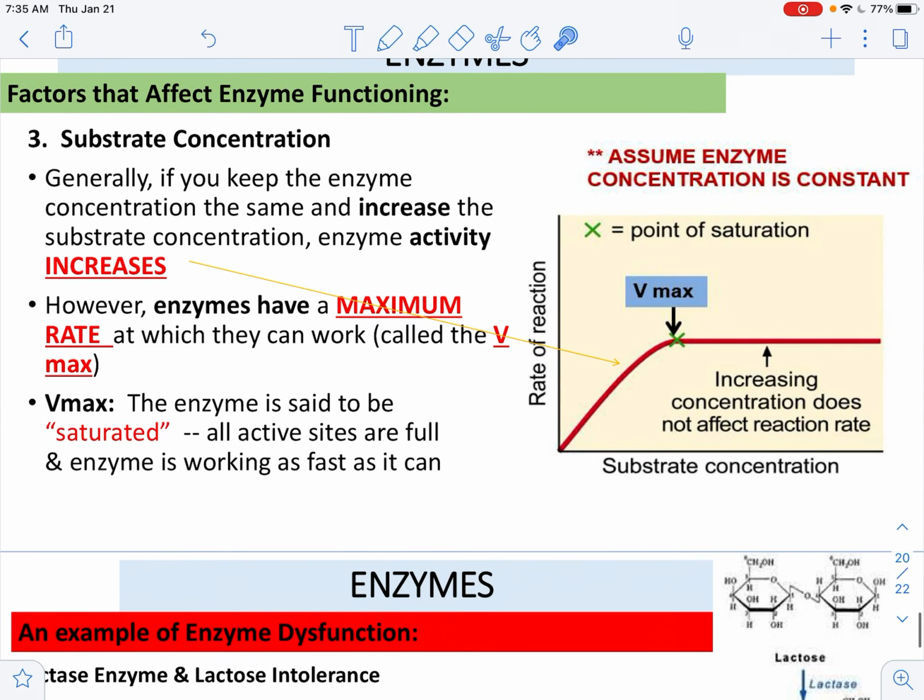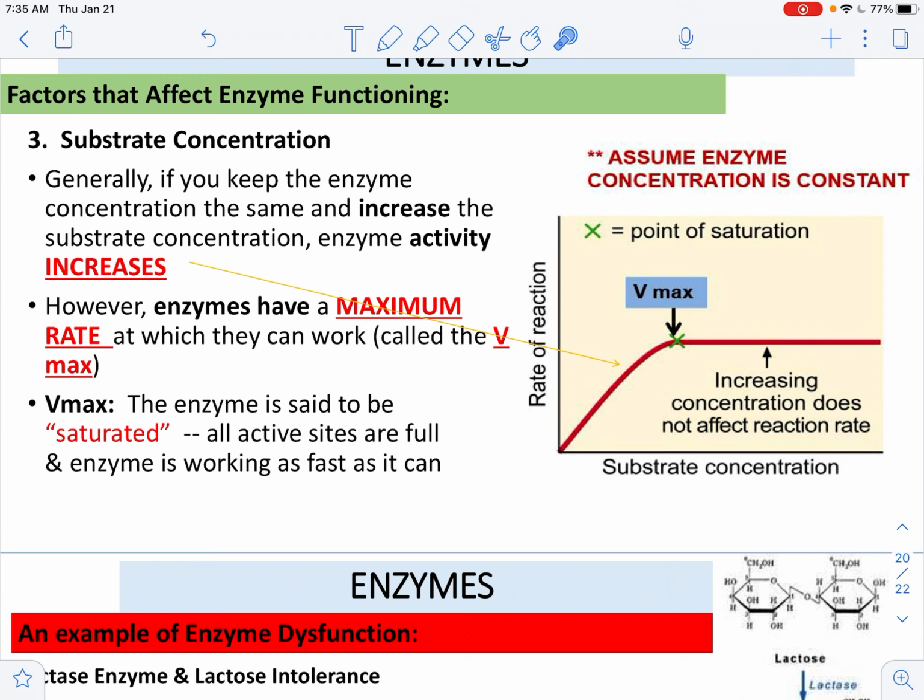Okay. The next graph that you're going to look at, the other thing that can affect the reaction rate is the substrate concentration. And this is sort of silly. I always say, sort of like, duh. Obviously, if you add more substrate to the reaction, you're going to get a higher reaction rate because that's what's reacting. But notice that what you see here is substrate concentration.